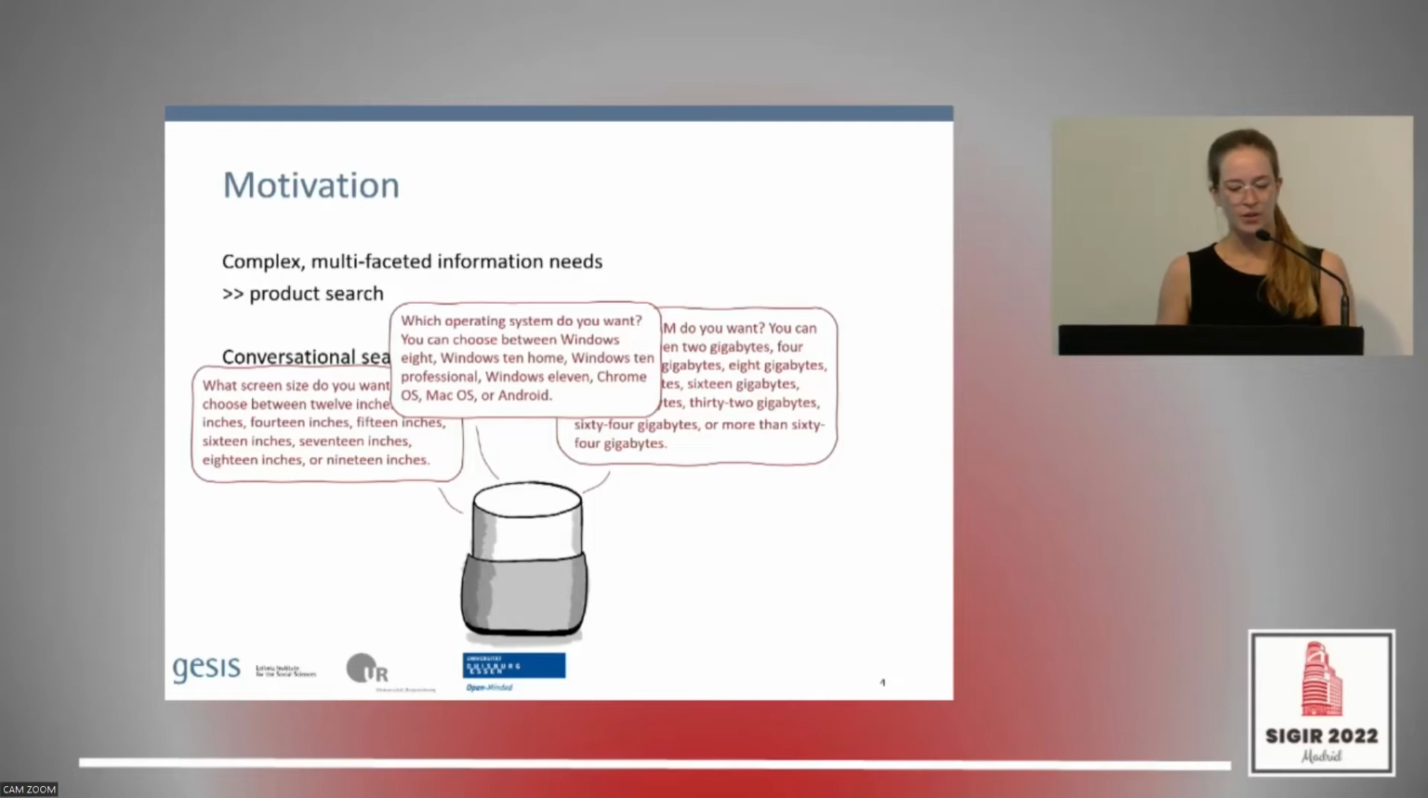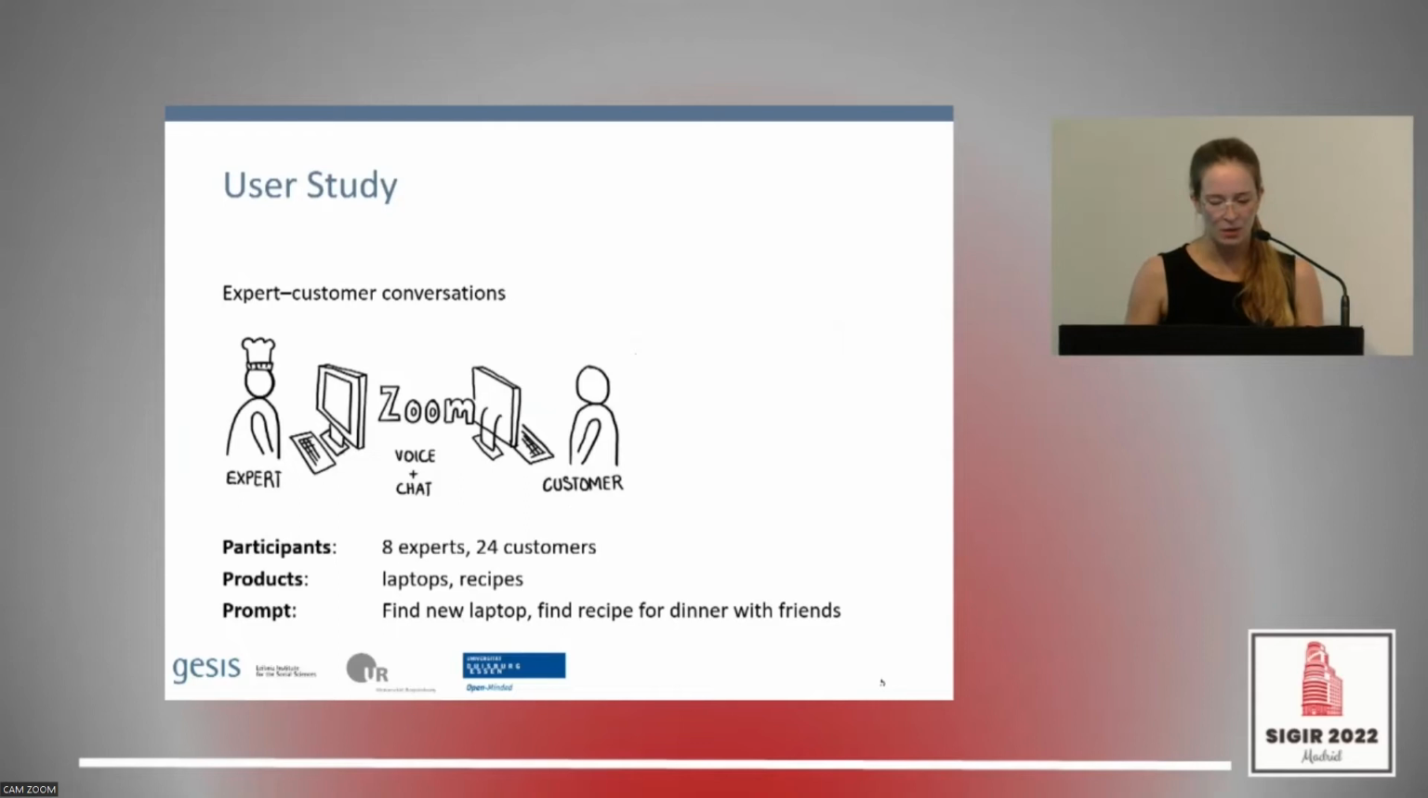So how should a voice system ask for user requirements, and how should it deal with vagueness and words that need interpretation? So Alex and I thought, let's learn from the best. Let's see how humans deal with those situations. So we set up a user study in which we looked at human-human conversations in product consulting. We selected the laptops and a recipe domain because in both domains, people have complex, that is multifaceted information needs. For that, we connected a knowledgeable expert with a customer who is advised on which product to buy.